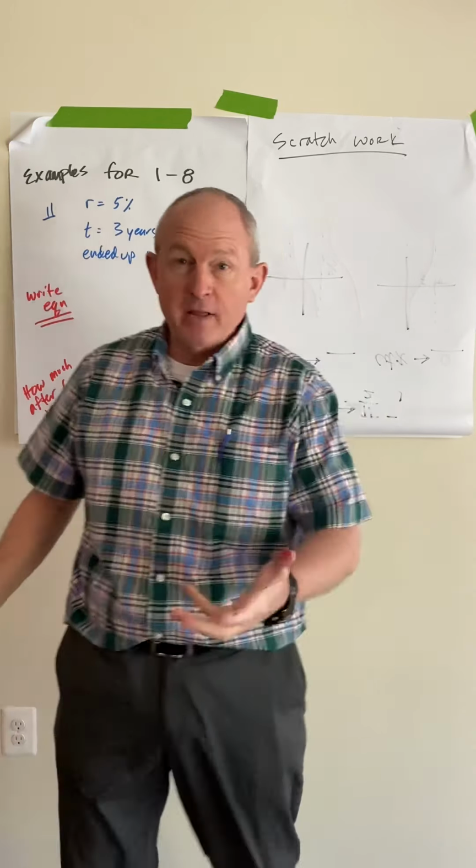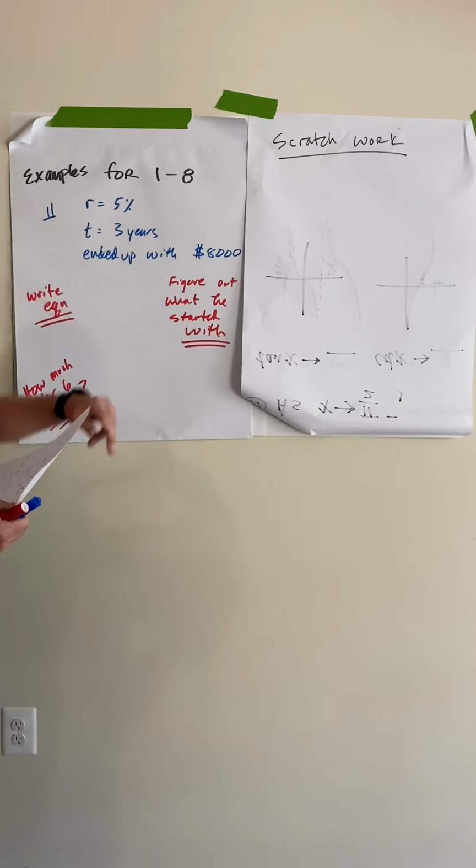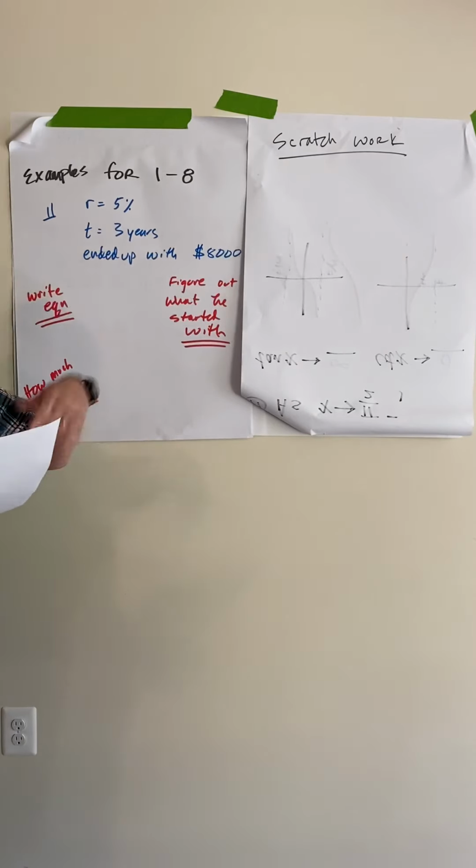All right. Now, we're going to do a few examples, like I said a minute ago, that are similar to the problems on the review pack. The first one is an example similar to the first few problems, and they're all about exponential growth with a deposit in a bank account or savings account. I have this example behind me: the interest rate is 5%, the time is 3 years, and we're going to end up with $8,000.